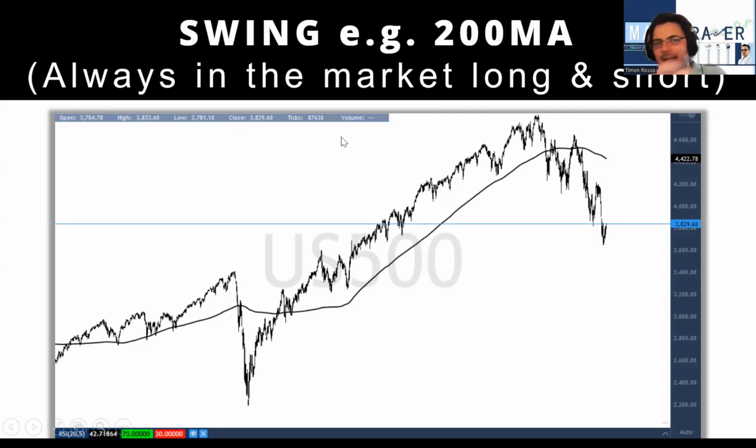So with swing trading, the 200-day moving average, you're also always in the market, long and short. You're swinging in, you're swinging out. You get in, you go long, you're waiting for your criteria for the candlesticks to confirm a close below. You're holding it, you're holding it. Then it closes below, you get out, you swing short.